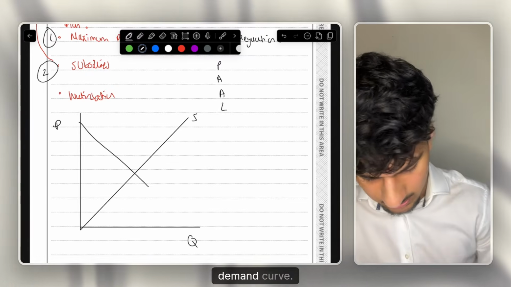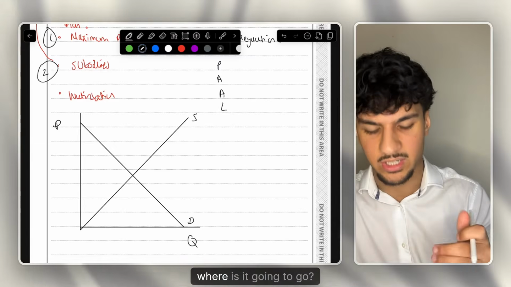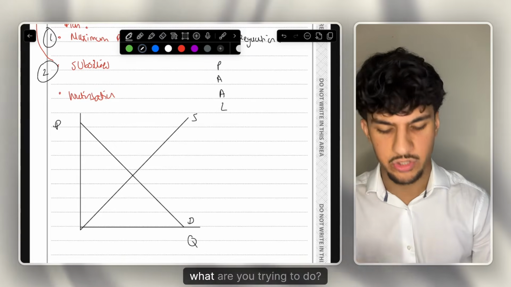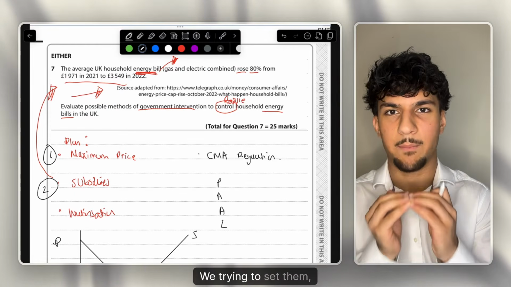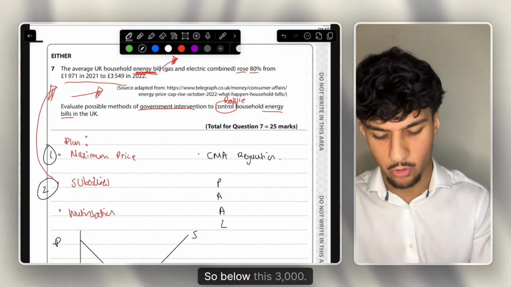It's just a simple supply, demand curve. Now let's think, where is a maximum price diagram? Where's it going to go? Is it above or below the equilibrium price? Now, a maximum price, what you're trying to do, and let's look back to the question, we're trying to reduce that price below what the firms are already charging, so below this 3,000.